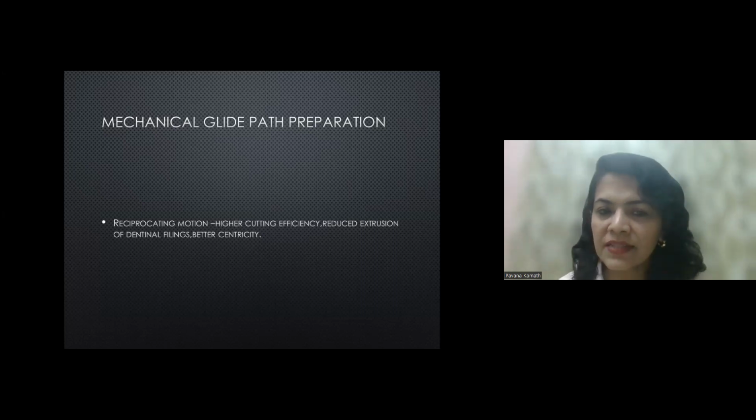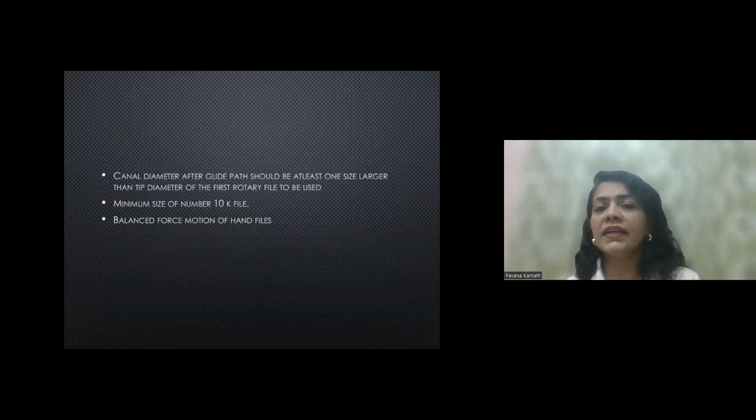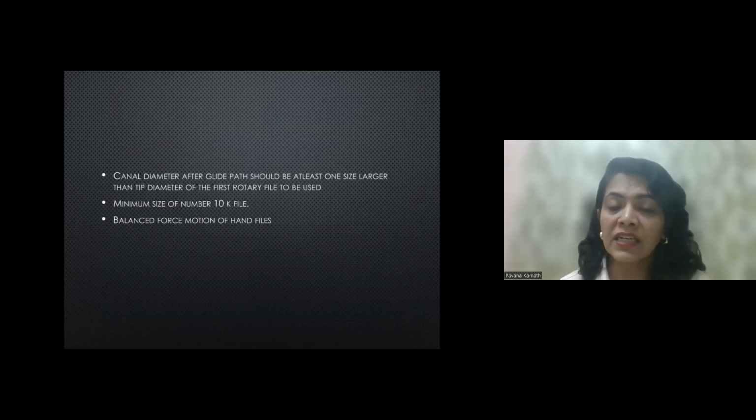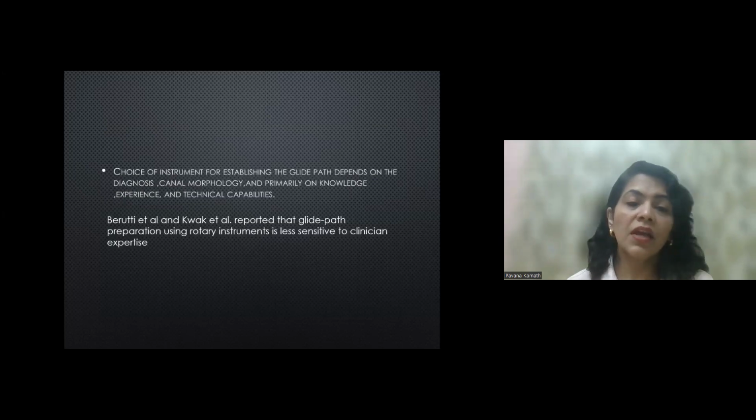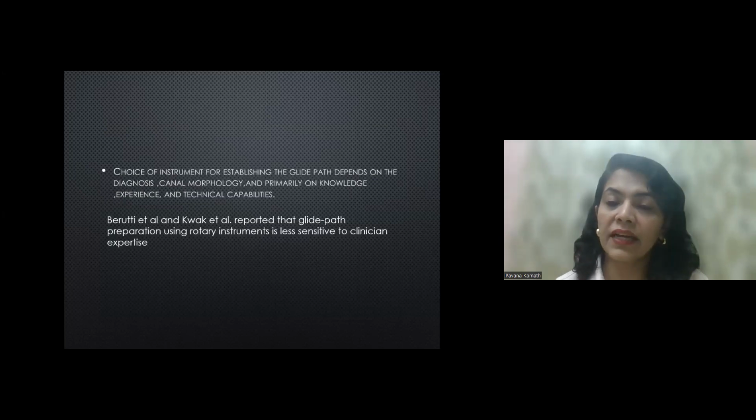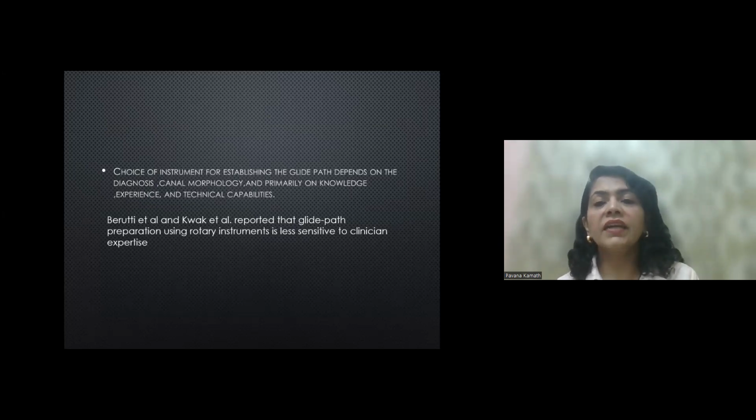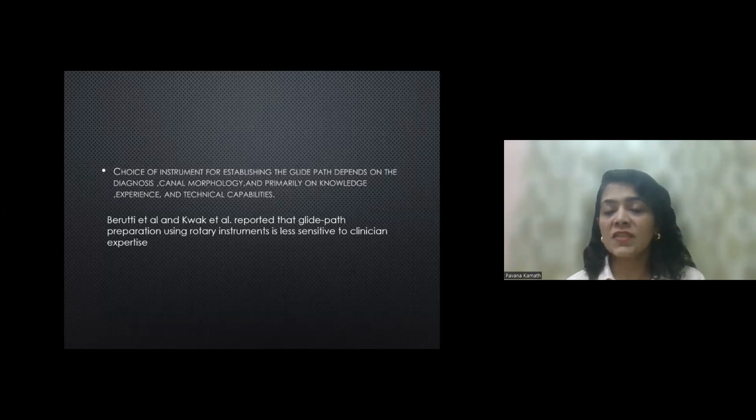So mechanical glide path preparation also follows a reciprocating motion, and it has high cutting efficiency, reduced extrusion of dentinal filings, and better centricity. The canal diameter after glide path should at least be one size larger than the tip diameter of the first rotary file to be used, and the minimum dimension of a reproducible glide path should be a number 10 K file. And you can use balanced force motion of hand files to establish the glide path if watch winding is not enough. The choice of instrument for establishing the glide path depends upon the diagnosis, the canal morphology, and primarily on knowledge, experience, and technical capabilities of the operator.